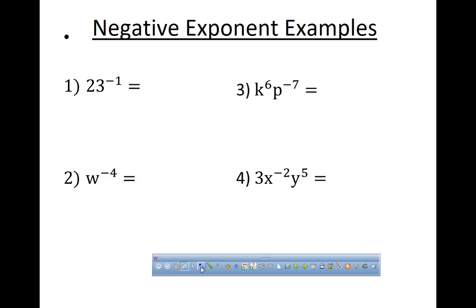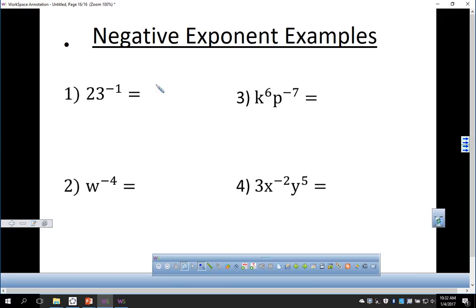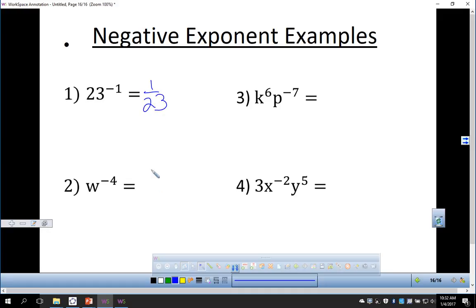So, who can show me how to write 23 to the negative 1 without a negative exponent? Go ahead. What did you say, Fred? Yep. This is just 1 over 23. What's this equal to? Wolfie, what's this equal to? 1 over W to the positive 4. So if it's negative, you just bring it downstairs and make it positive.